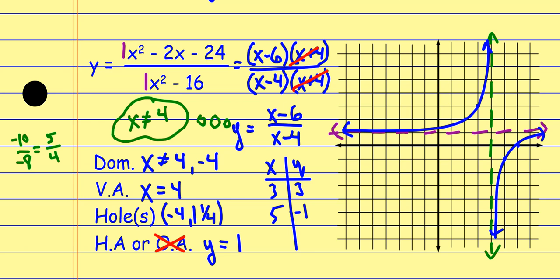And then the hole in the graph, I can't leave that. -4, 1 1/4. So -4, 1 1/4 is about here. So I just locate the spot on the graph that's supposed to have a hole in it, and I draw a hole in the graph. That's it.